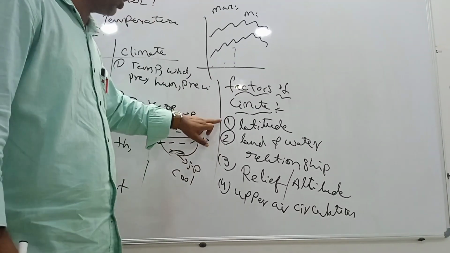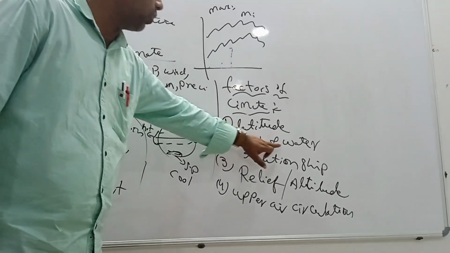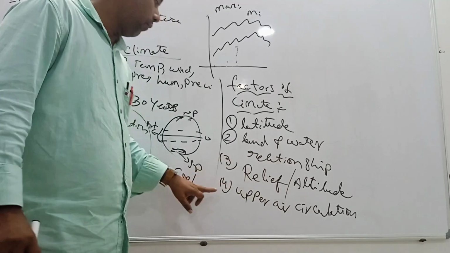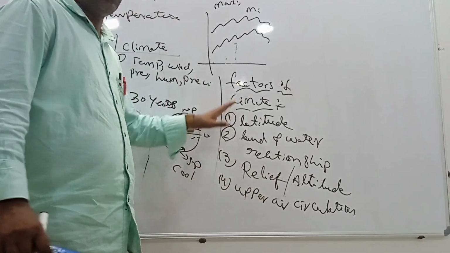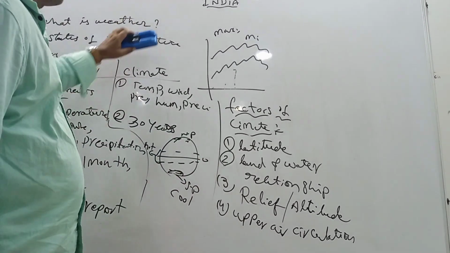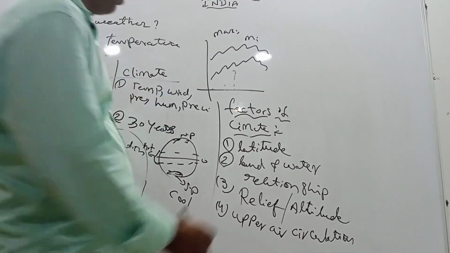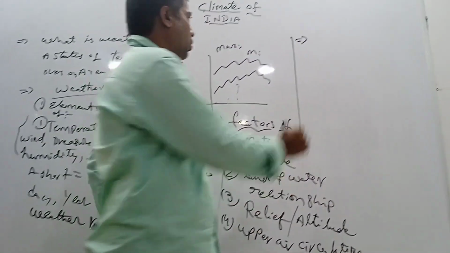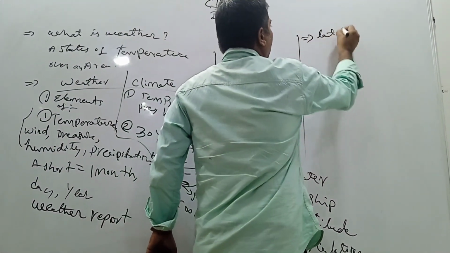These are four. First one is the latitude. Second one is land-water relationship. Third one is the relief, altitude. Fourth one is upper air circulation. These factors one by one we have to discuss. Okay. Now come to this. First one is latitude.